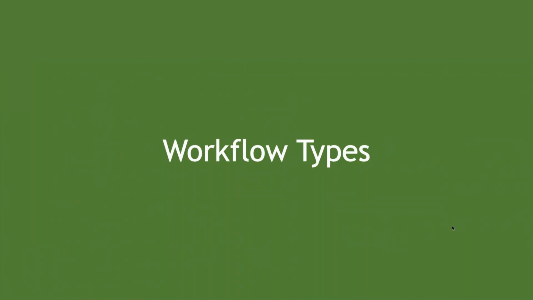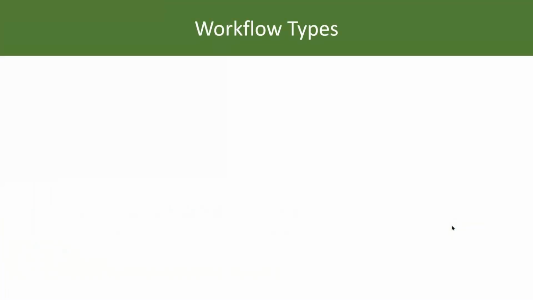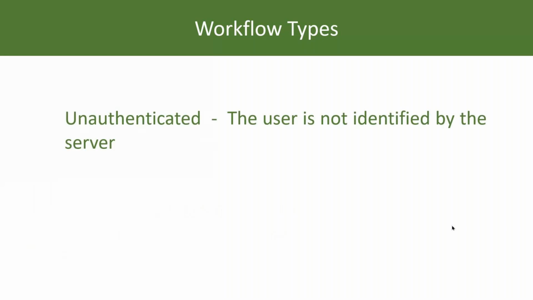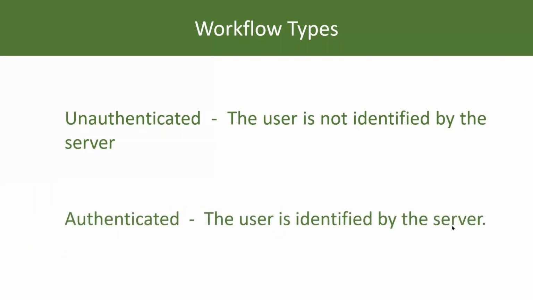Okay, so the next topic is workflow types. Since we had already discussed this, there are two groups. One is unauthenticated workflows. What are unauthenticated workflows? It means the user is not identified by the server. Another part is authenticated workflows, where the user is identified by the server.